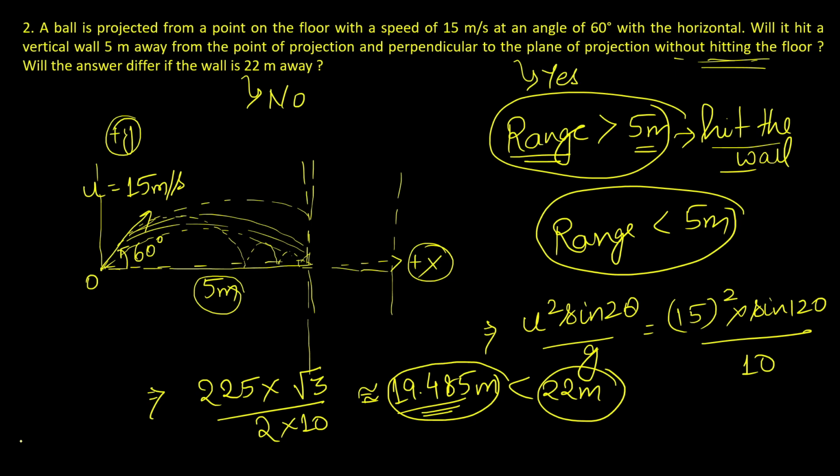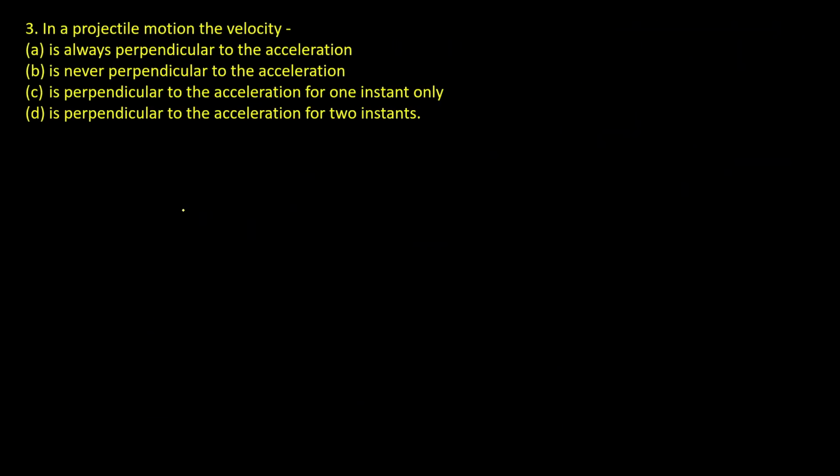Now let us move towards the next question. Well, this is basically an objective type question. In a projectile motion, the velocity is always perpendicular to the acceleration, is never perpendicular to the acceleration, is perpendicular to the acceleration for 1 instant only, or is perpendicular to the acceleration for 2 instants. It's a very important question, a very useful question, a very deep dive question.